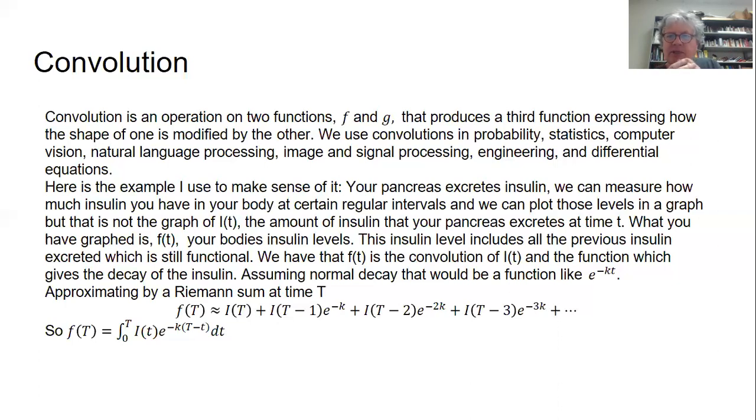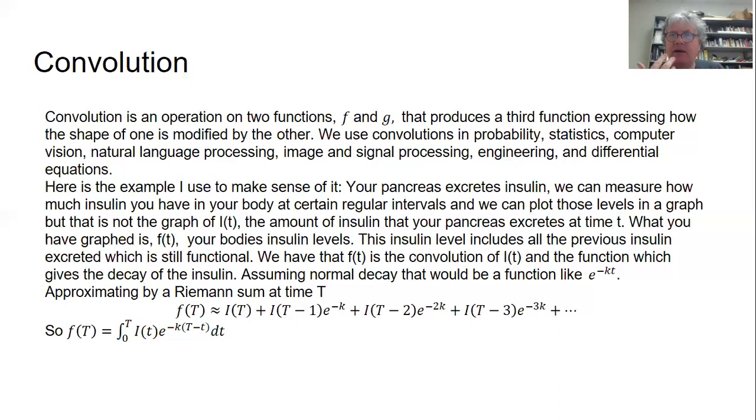And if you look at what that Riemann sum gives you, you can tell that the actual amount of insulin in your body is going to be the integral from when we start till the time now of the amount of insulin that the pancreas secretes times that exponential decay. But you notice that they're going in opposite directions. Insulin is going forward and the decay is going back. Okay, and so that's a convolution.